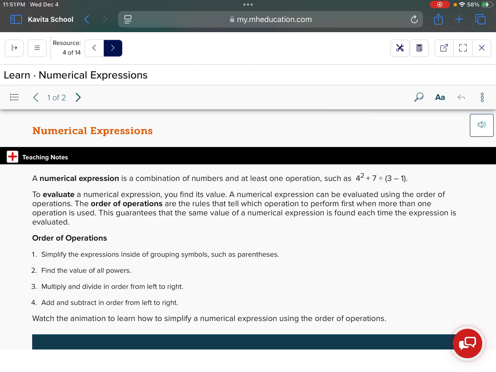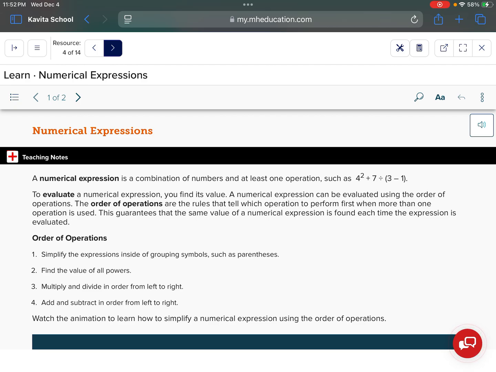A numerical expression can be evaluated using the order of operations. The order of operations are the rules that tell you which operation to perform first when more than one operation is used, and this guarantees that the value that we find each time we evaluate the expression is the same each time that we evaluate it.